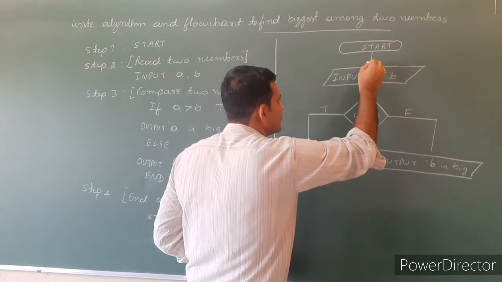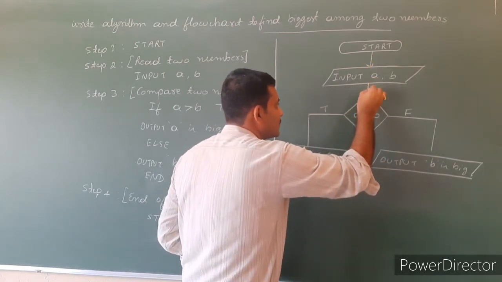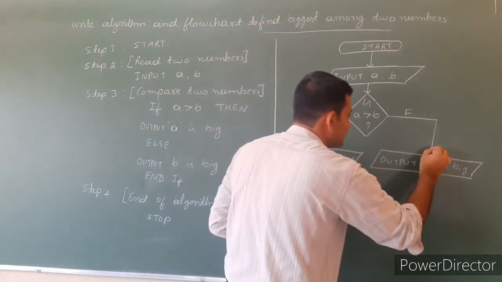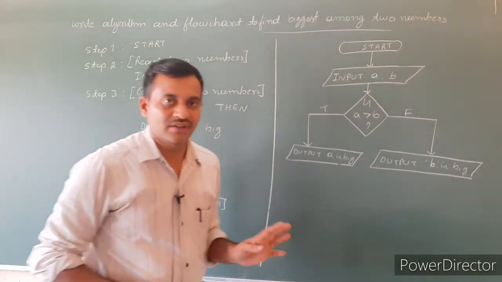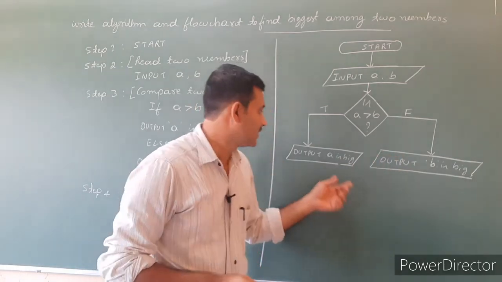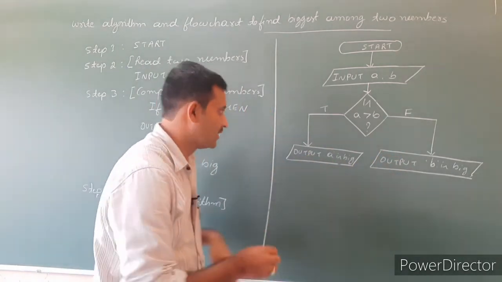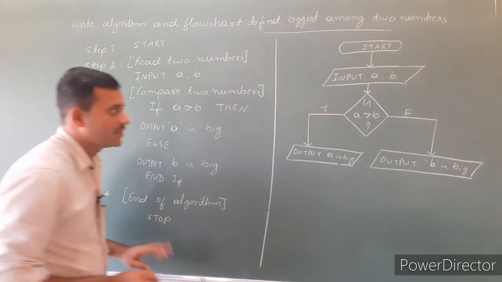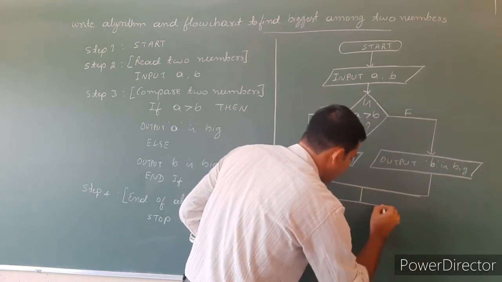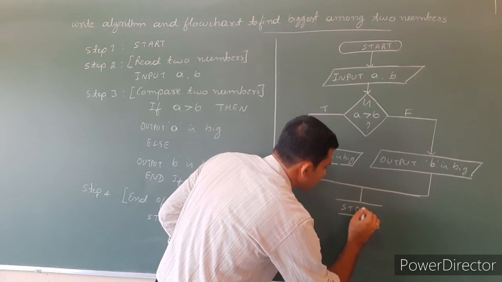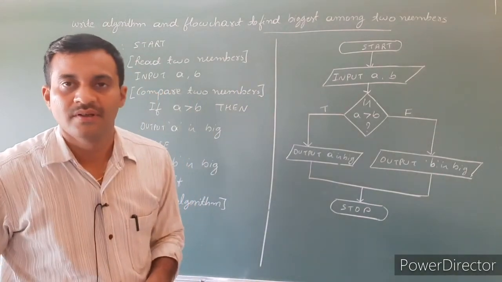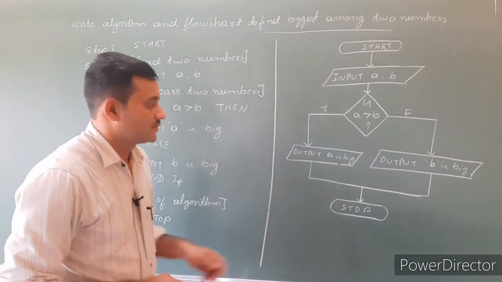We start with an oval, then we read the two numbers A, B, then we take a decision. There are two alternatives. In a decision, any one of the statements is executed, not both. So either A is big or B is big. After that we have to end the algorithm. To close the flow chart, again we write an oval, that is stop.